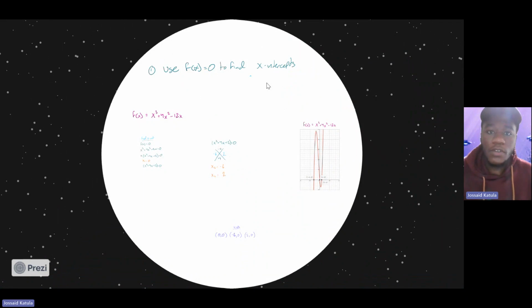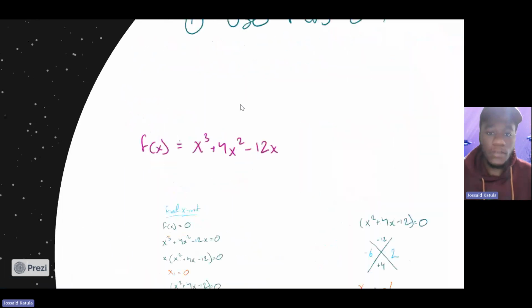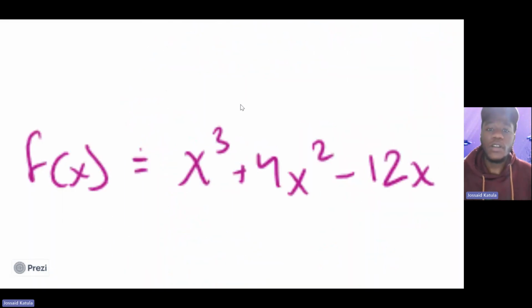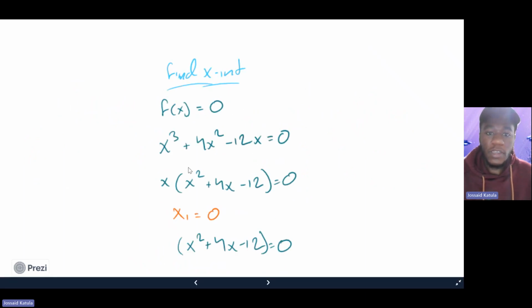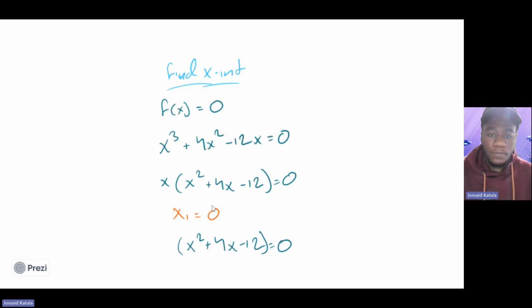So in order for us to find the x-intercept, we just have to make the function equal to 0 and solve for x. So let's say we're given a function where f of x is equal to x cubed plus 4x squared minus 12x. If we make it equal to 0, I started by factoring out the x. So we know one of the points is equal to 0.